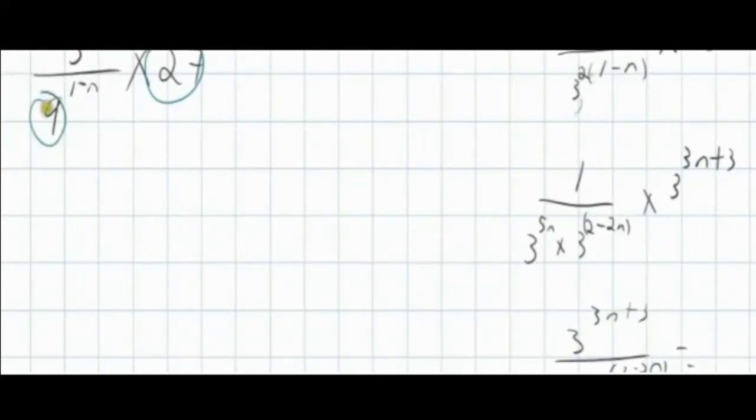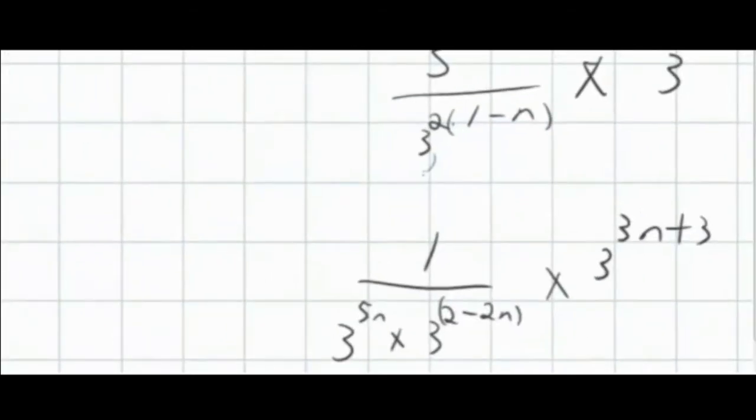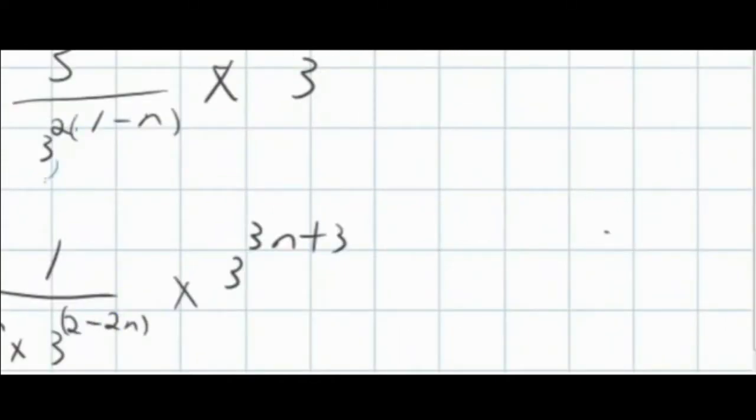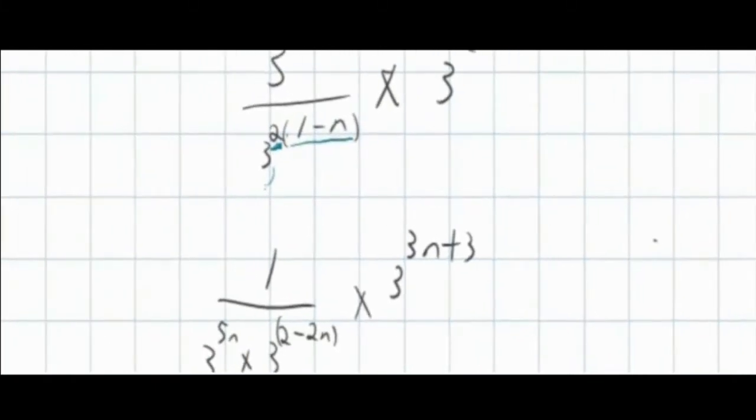So 9 is the same as saying 3 squared. So now you have 3 squared to the 1 minus n. So nothing has changed from here to here except the notation. I just changed 9 to 3 squared. I do the same thing with the 27. 27 is equal to 3 cubed. So you're going to take 3 cubed to the n plus 1.